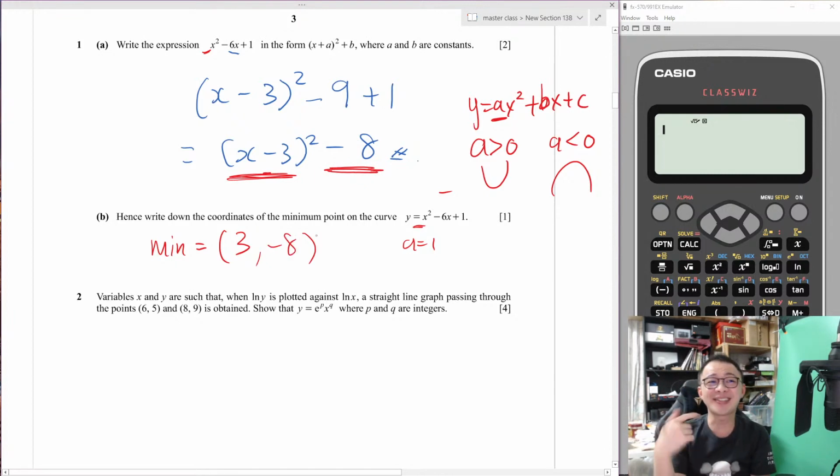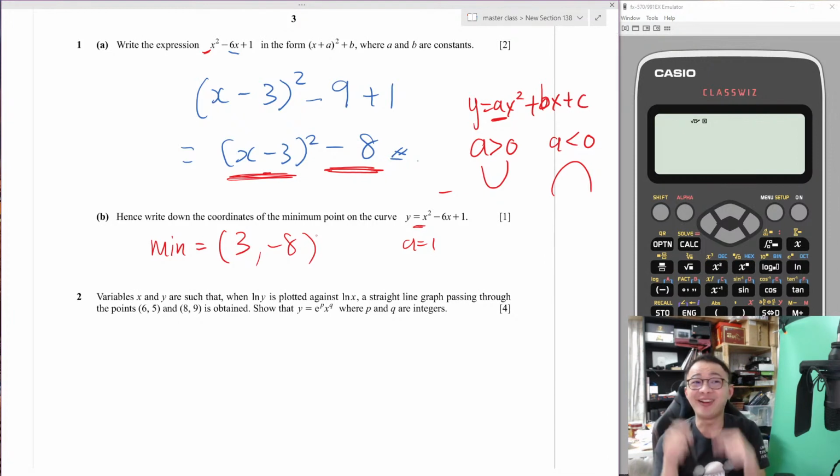And if you have the same calculator as mine, I have good news for you. Your calculator can actually tell you the minimum or maximum coordinate here. This one is only for the 570EX, so if you are using the old model, it doesn't have this function.